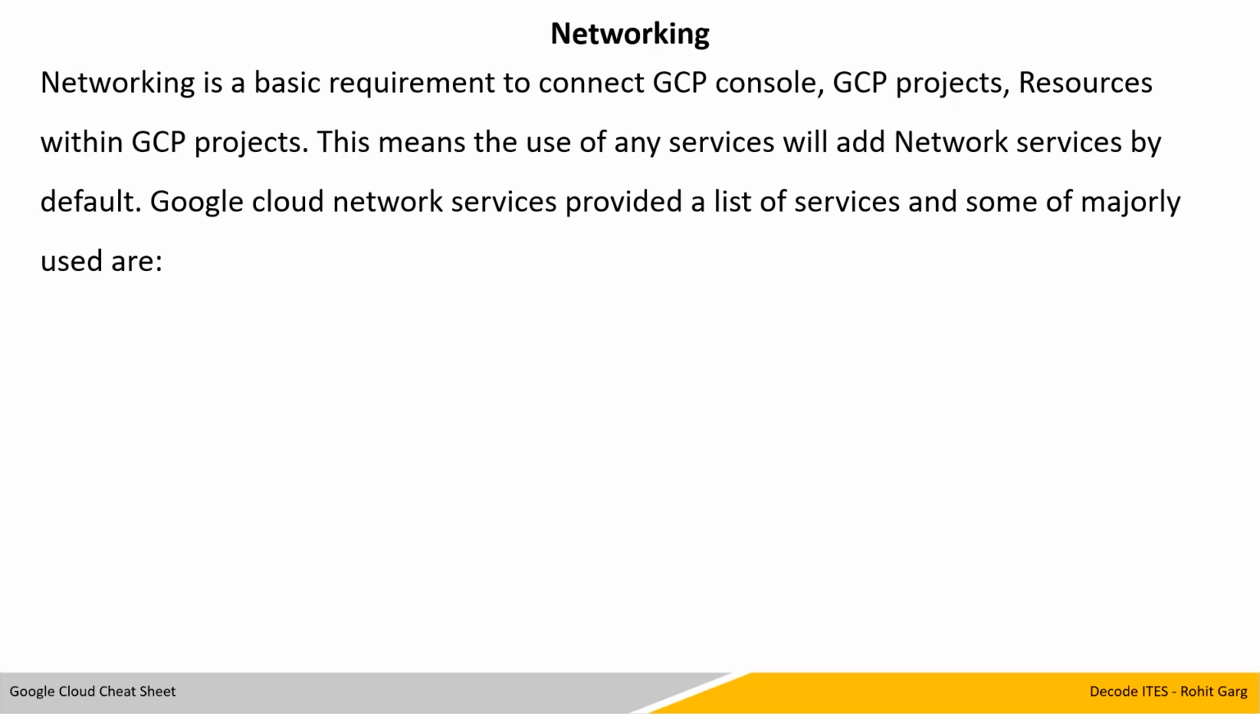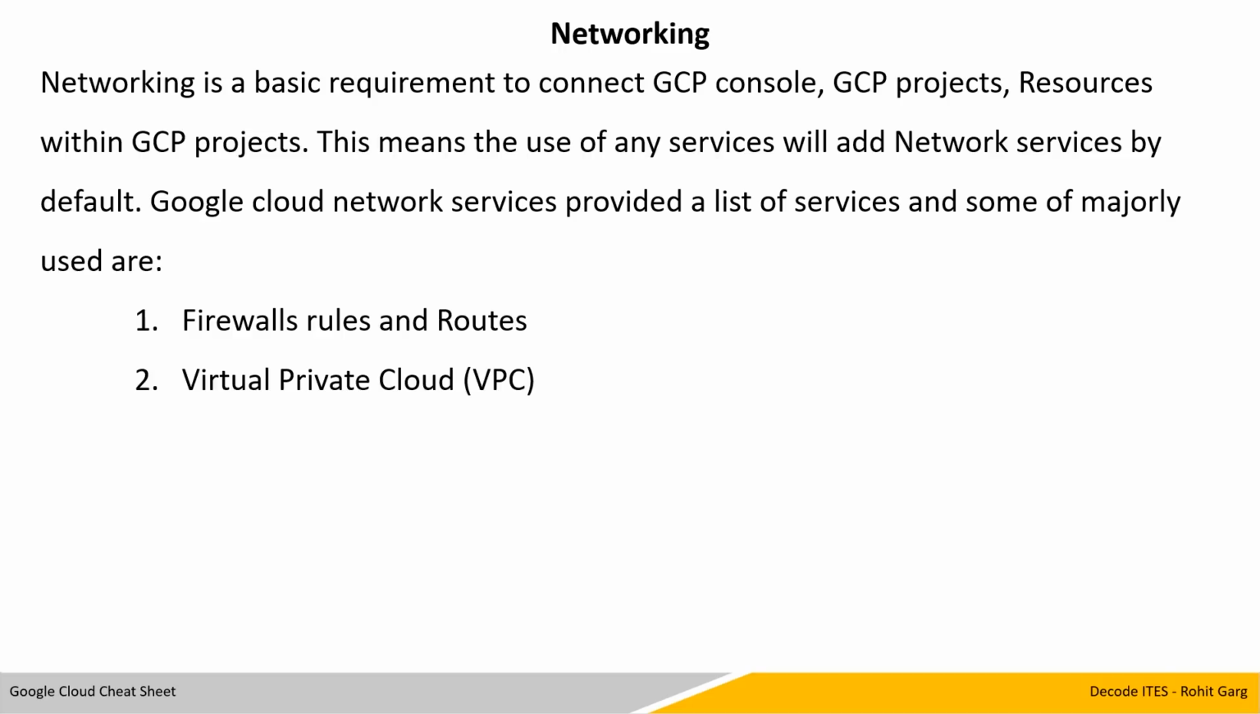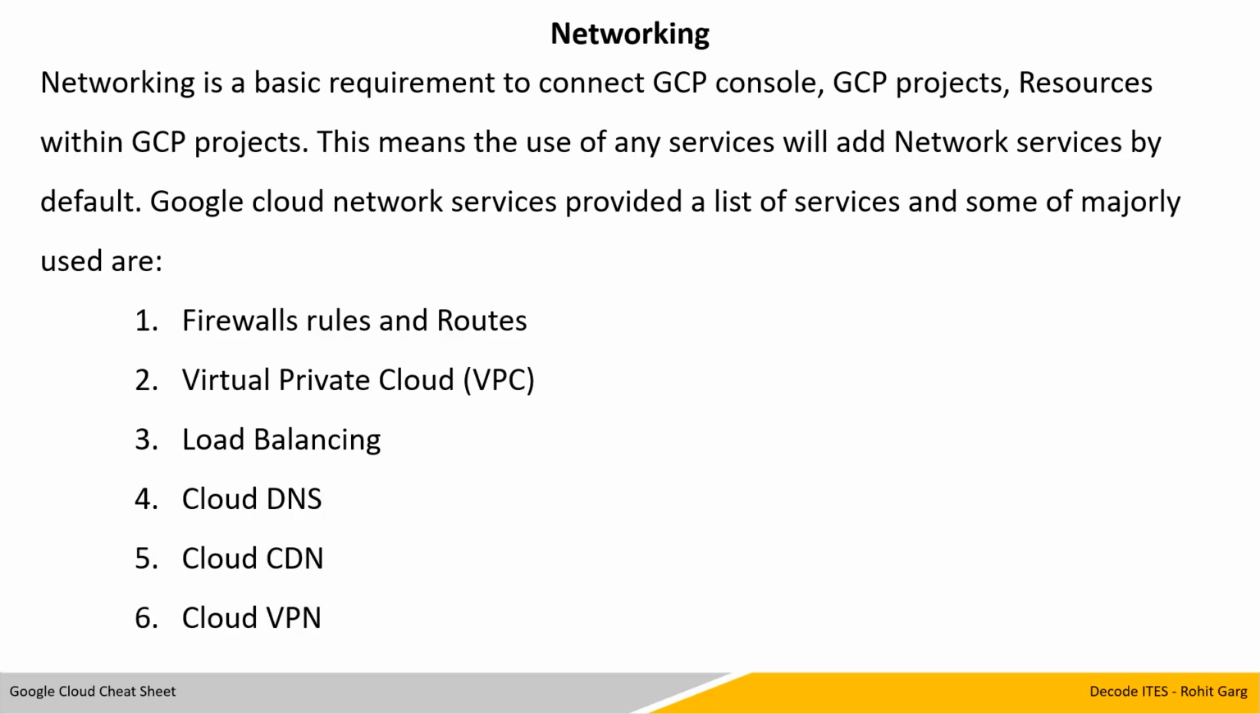Networking. Networking is a basic requirement to connect to the GCP console, GCP projects, and resources within GCP projects. This means the use of any service will add network services by default, because if you don't have network connectivity, you can't connect to the Google console, and if you are not able to connect to the Google console platform, then you are not able to access your projects or resources. Google Cloud network service provides a list of services, and some of the majorly used are firewalls and routers, Virtual Private Cloud VPC, load balancing, Cloud DNS, Cloud CDN, and Cloud VPN.